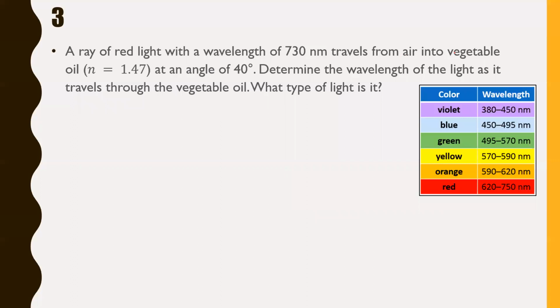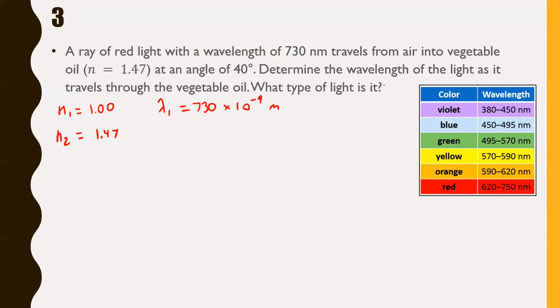Since it's going from air into the vegetable oil, that's going to be our second N. So I'm going to say N1 is N of air, which is just 1.00. Therefore, N2 is equal to 1.47. Now we know the light is red and has a wavelength of 730 nanometers. We can assume that was in air, so I can say that wavelength 1 is going to equal 730 times 10 to the negative 9 meters.